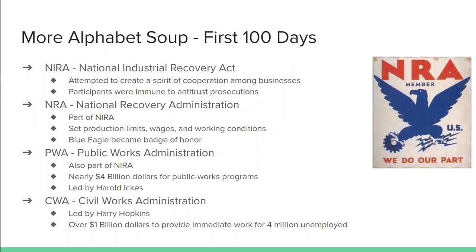The idea behind this was emphasized or strengthened by the NRA Blue Eagle, and you can see a Blue Eagle stamp right there. Any business who cooperated fully with the National Recovery Administration was allowed to put this Blue Eagle on their products, and the government encouraged people to buy only Blue Eagle products. So if you're a company who is not in compliance with the NRA, you very quickly did get in compliance because you wanted people to buy your products.